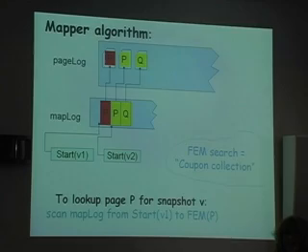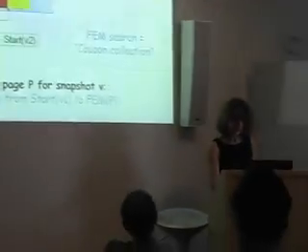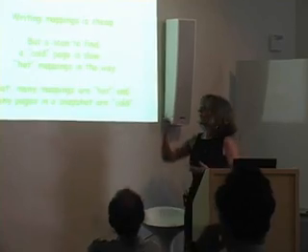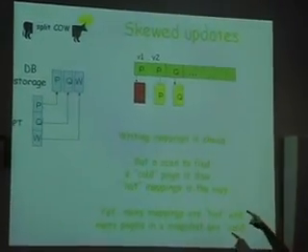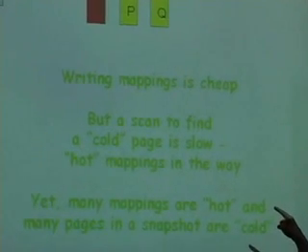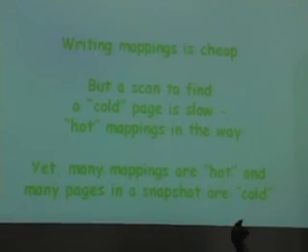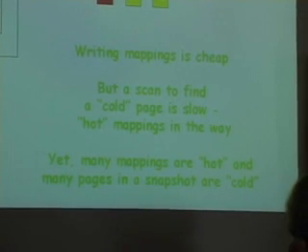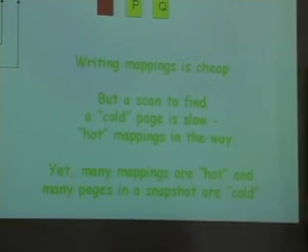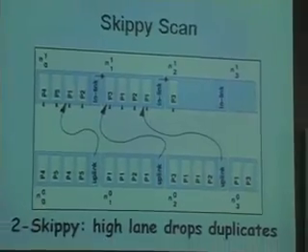So I have the problem that even though writing those mappings is very cheap, scanning to find a mapping for a cold page may have to pass over many hot mappings, which will occur all the time, because the workloads really have some things that are very hot and some that are cold, and my scans are very long. So we have this super simple approach, like a charm, very simple.